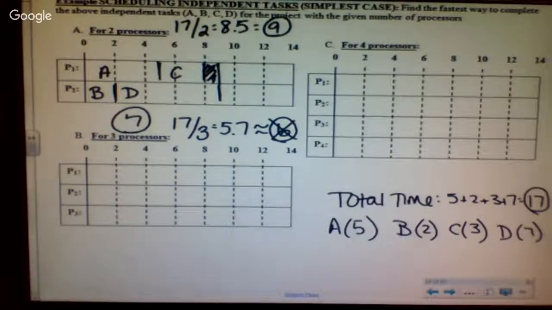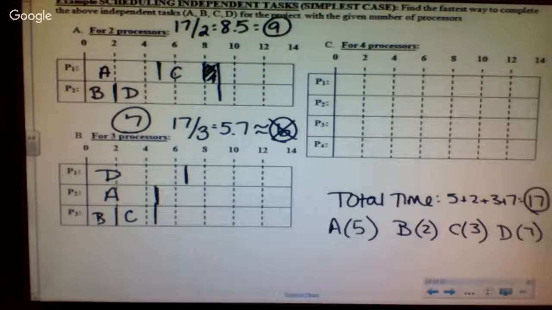So what would you like processor 1 to work on? D. Okay, it's 7 minutes flat out. What would you like processor 2 to work on? A. That takes me out to 5. What would you like processor 3 to work on? B and C. That works. So B takes 2 minutes. C takes 3, so that takes me to a total of 5.